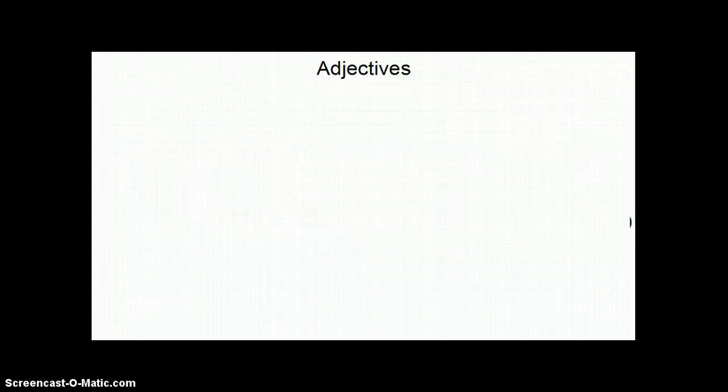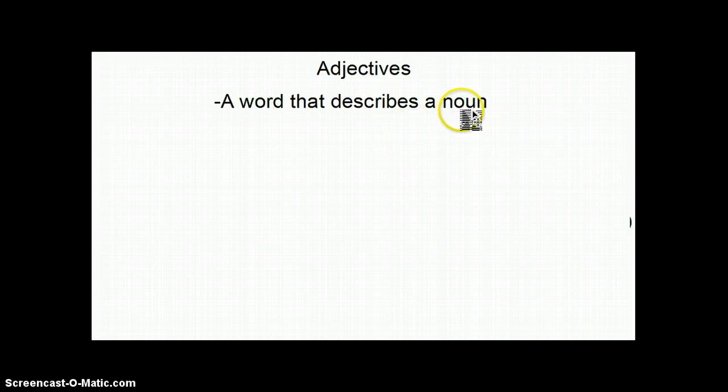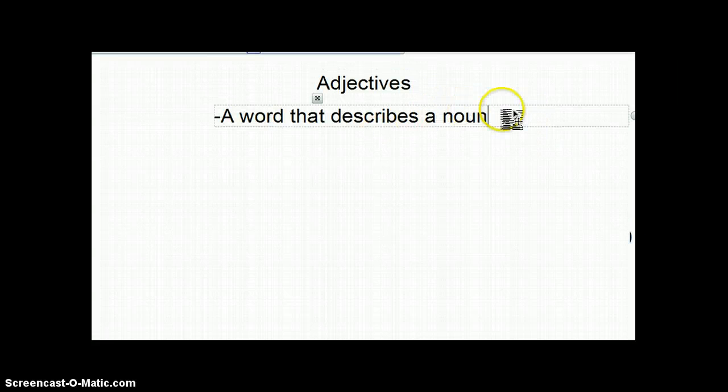Alright, now we get into the describing parts of speech. So we have adjectives, which are words that describe nouns, and this should say or pronouns. Let me actually put that.